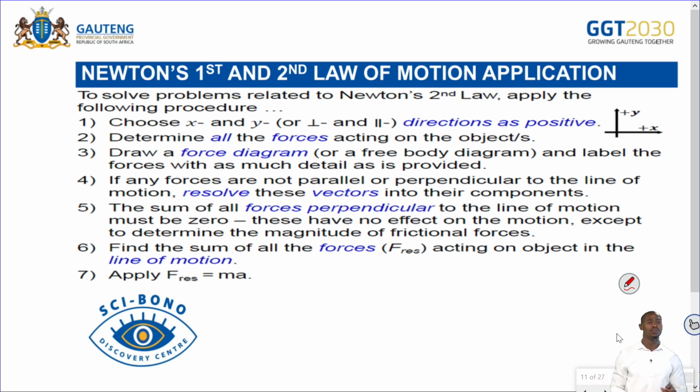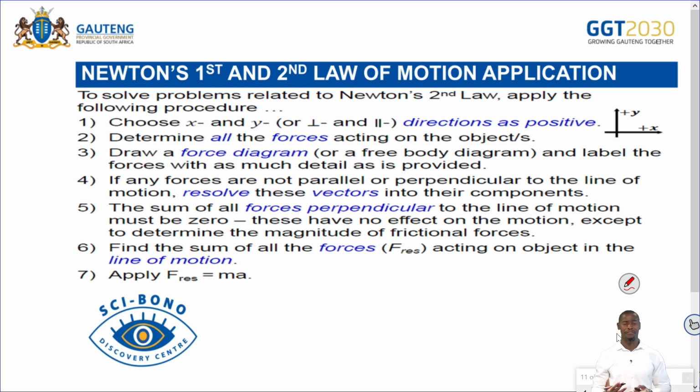First thing that you need to do, make sure that you choose the direction, right? Determine all the forces acting on an object, and then after finding all those forces acting on an object, make sure that you draw a correct free body diagram or correct force diagram. So first thing, choose direction. Remember here you're dealing with vectors, and a vector is a physical quantity with both magnitude and direction. So make sure that you choose direction, and then from there identify all the forces.